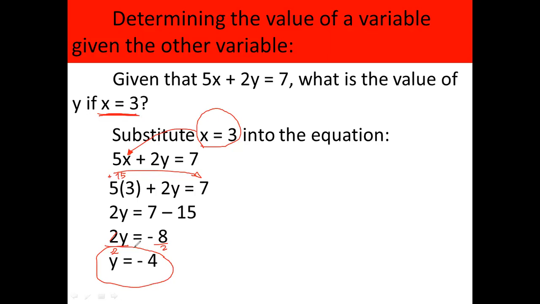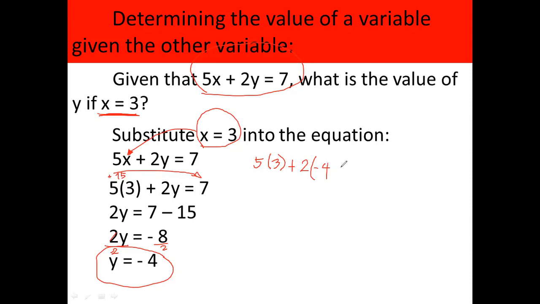Okay, now if you would like to check whether you are correct or not, we replace the value of x and y into the equation 5x plus 2y equals 7. So that means 5 and your x is 3. 5 times 3 plus 2 and your y is negative 4.